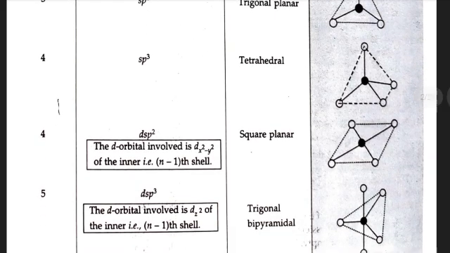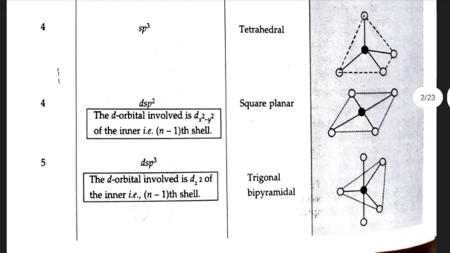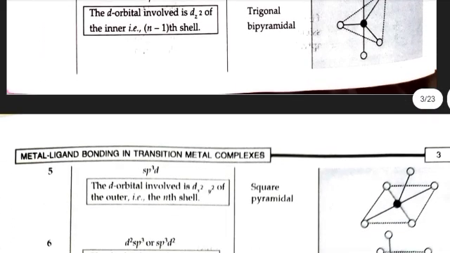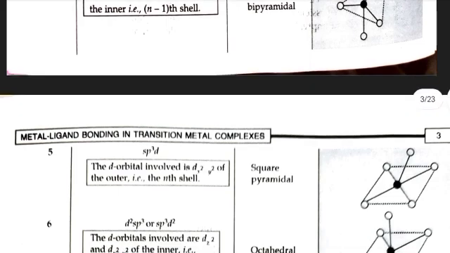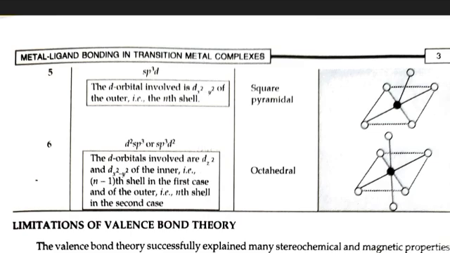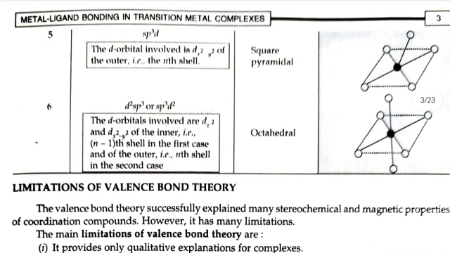For coordination number 5, the hybridization is dsp3. The d orbital involved is dz square of the inner, that is (n-1) shell, and the shape is trigonal bipyramidal. And the hybridization is also sp3d. The d orbital involved is dx square minus y square of the outer, that is the nth shell, and the shape is square pyramidal. For coordination number 6, d2sp3 or sp3d2, the d orbitals involved are dz square and dx square minus y square of the inner, that is the (n-1)th shell in the first case, and of the outer, that is the nth shell in the second case, and the shape is octahedral.